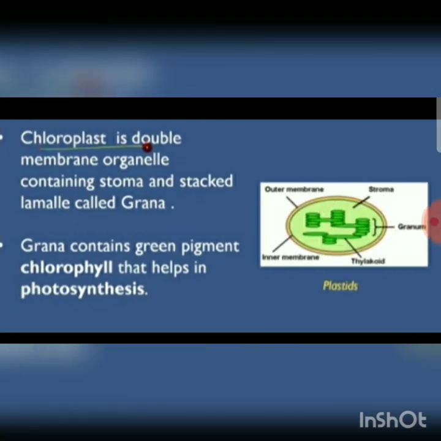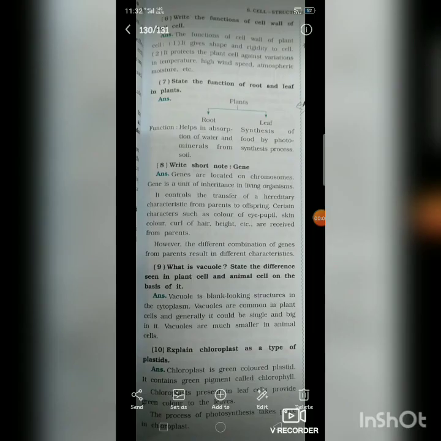Chloroplast is a double membrane organelle containing stroma and stacked lamellae called grana. Can you see in the figure? This is the figure of the plastid. Grana contains the green pigment chlorophyll that helps in photosynthesis.